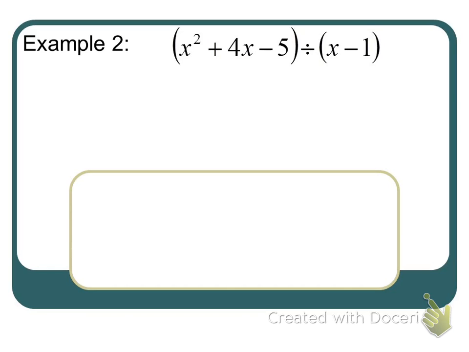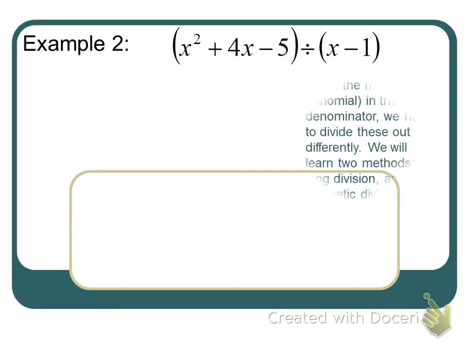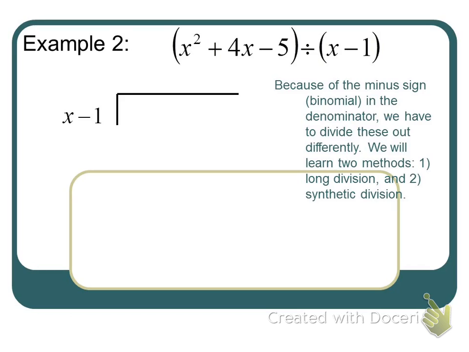x squared plus 4x minus 5 divided by x minus 1. And there's a quick way to do this one too, but I want to practice the process of long division. So let's just show the long division process. x minus 1 is going to divide into x squared plus 4x minus 5. You could also simplify this one by factoring, but let's do the long division process.